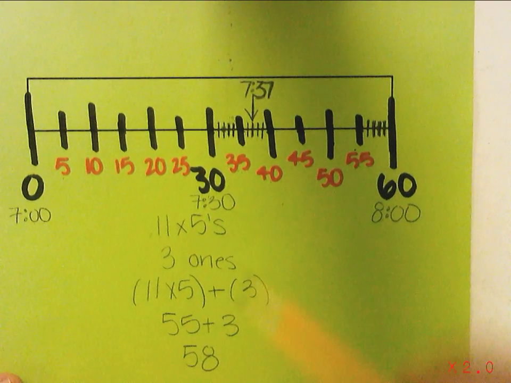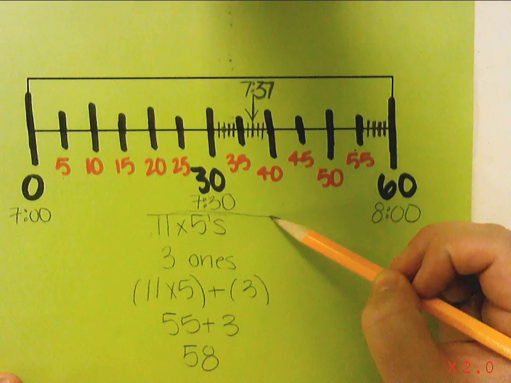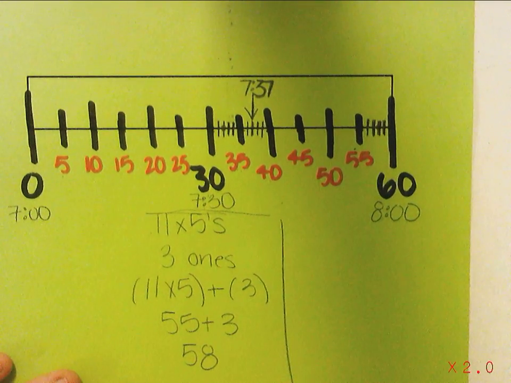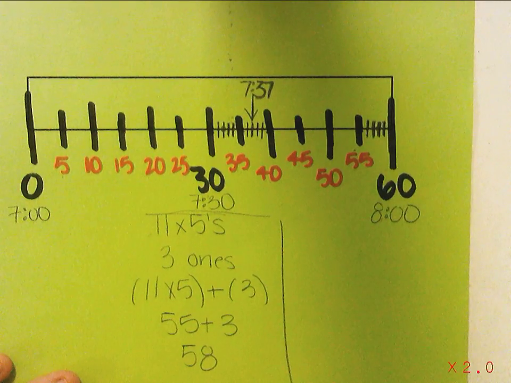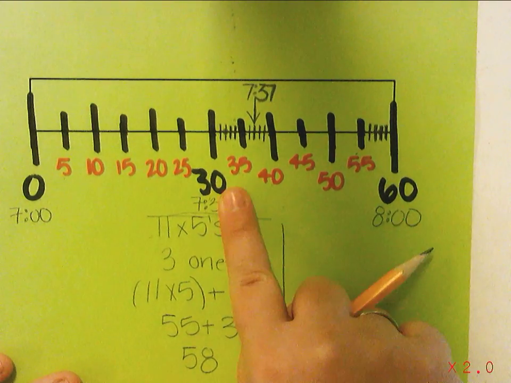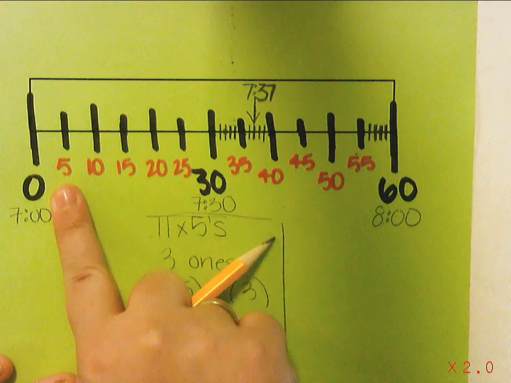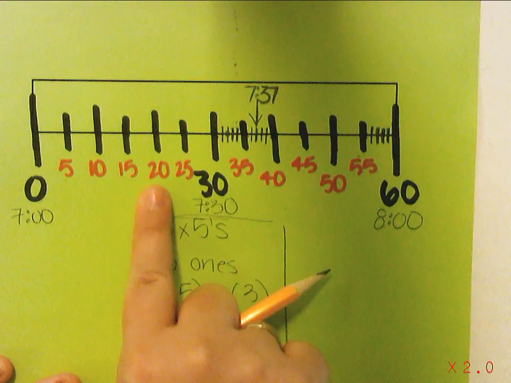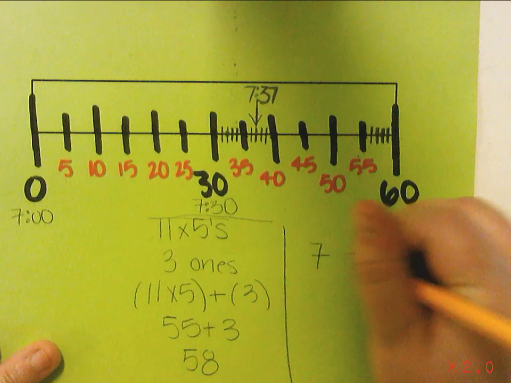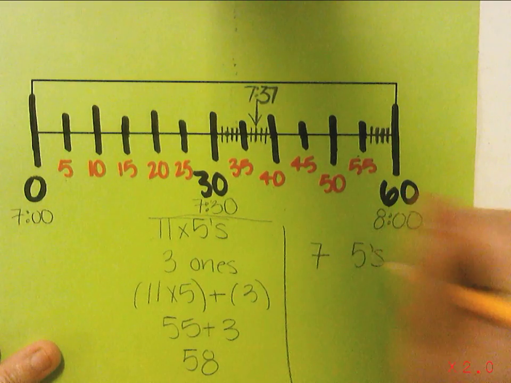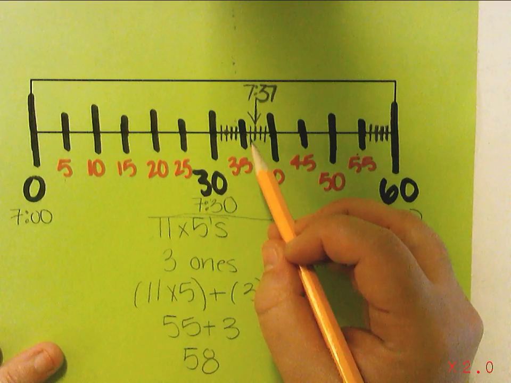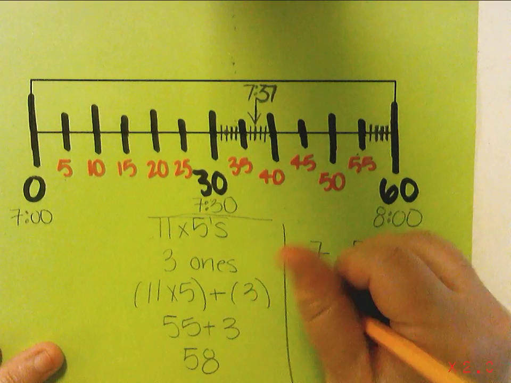So kind of now like how we did this, how many 5s did we count by first to get to 35? Let's double check. 1, 2, 3, 4, 5, 6, 7. So there were 7 5s. And then how many 1s? Well, with my pencil, I drew 1, 2 1s.